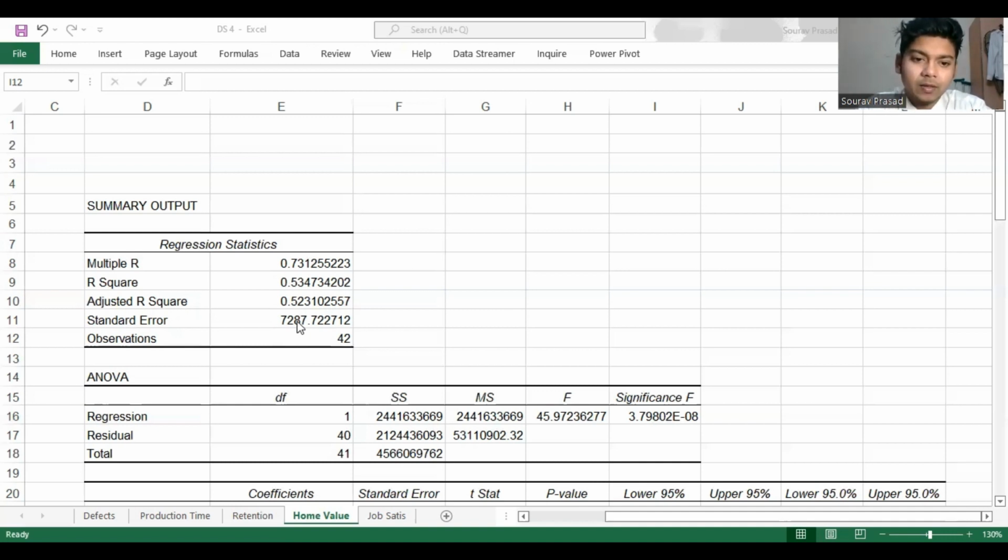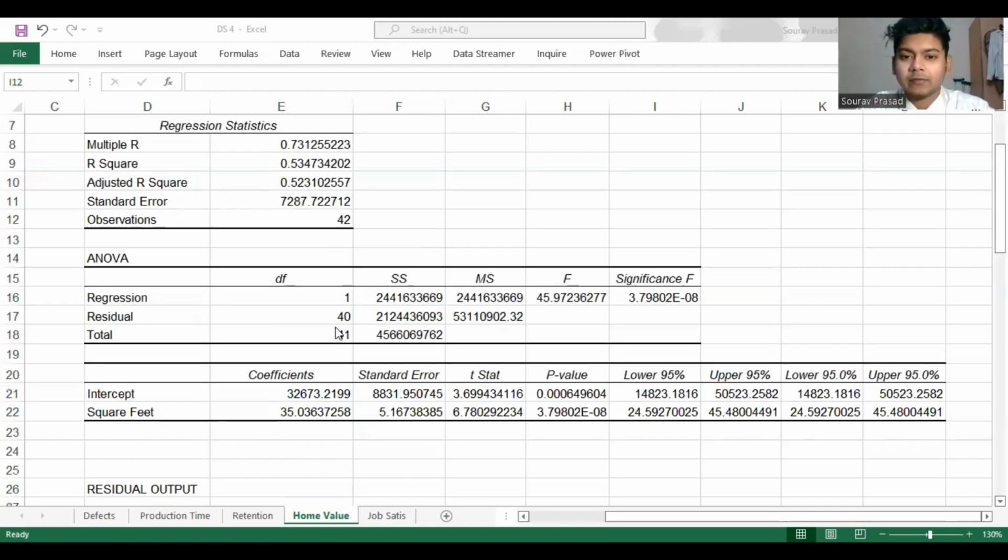The standard error value is 7,287. What does this mean? The standard error is a measure of how accurate the predictions of the model are. The lower the value, the more accurate the model is. In this case the value is fairly high, which means that the model's predictions might not always be accurate. And the observations we have are 42, so this is the sample size we have here.